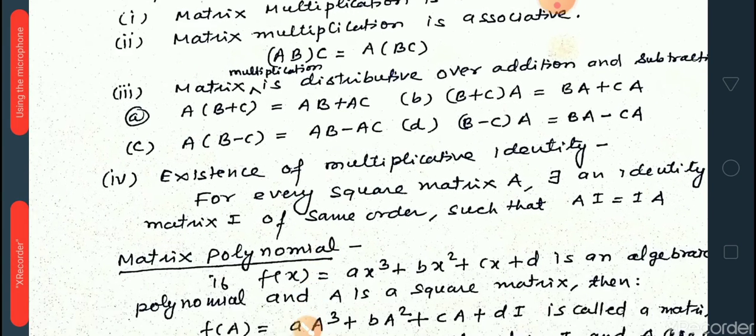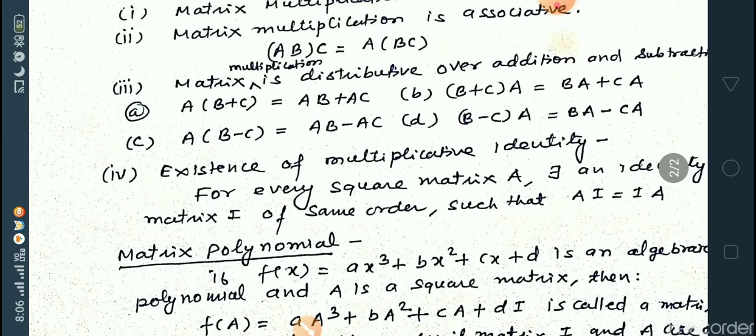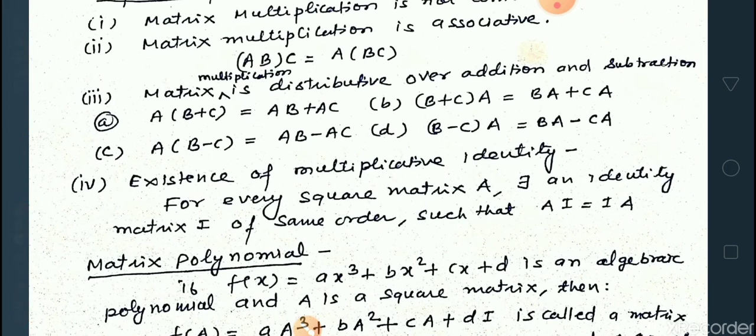Here, for every square matrix A, there exists an identity matrix I. Recall that the identity matrix I told you about is a square matrix in which all principal diagonal elements are unity. Matrix I of the same order such that AI is equal to IA. If you multiply, AI is equal to IA. Here I is called the identity matrix for A. So there exists an identity matrix for every square matrix A.